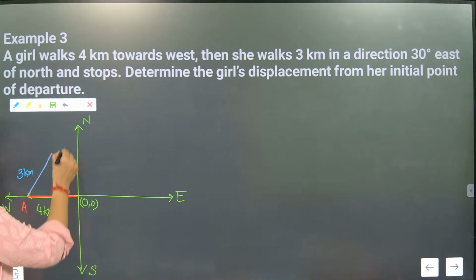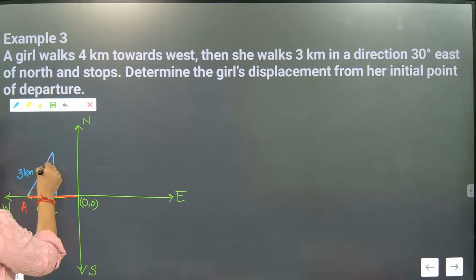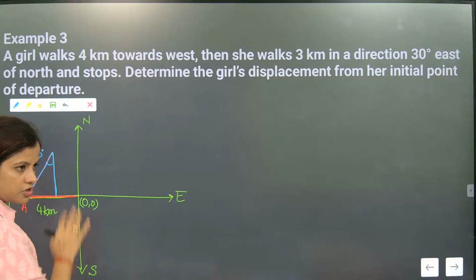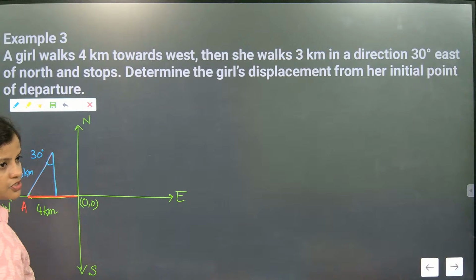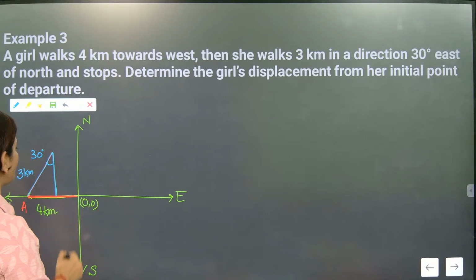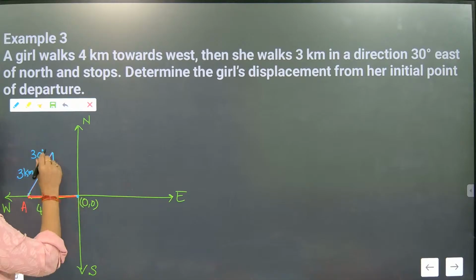Understood? 30 degrees east she went. How many degrees did she go? 30 degrees east, northeast, north of east. Understood? Now determine the girl's displacement from her initial point. Her initial point was this one. We need to find the girl's displacement.